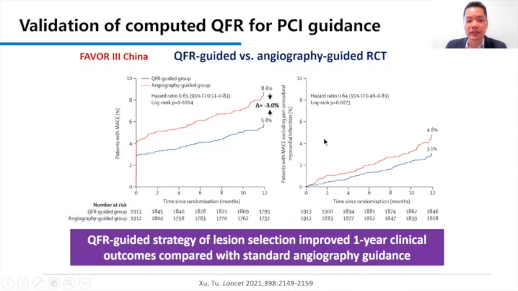Subsequently, we performed the FAVOR III China study, which was published in the Lancet at the end of last year, and the study demonstrated that a QFR-guided strategy of lesion selection improved 1-year clinical outcome compared with standard angiography guidance. The event rate in the angiogram group was 8.8% at 1 year. It was 5.8% in the QFR-guided group.